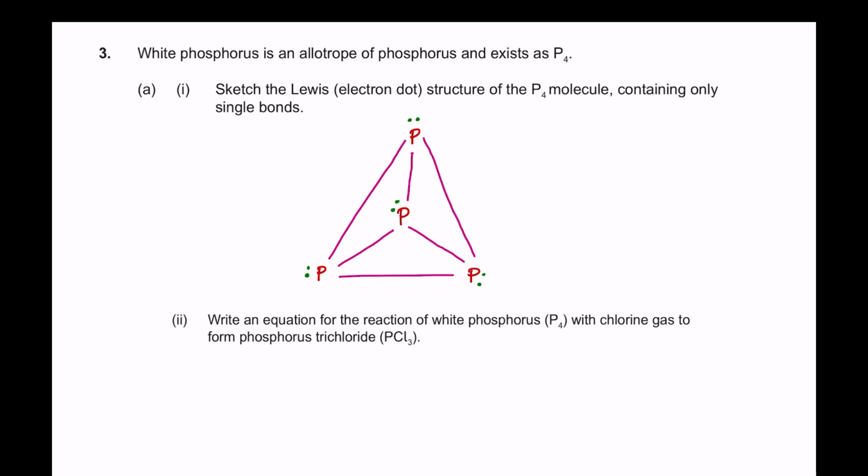Now the next part: write an equation for the reaction of white phosphorus with chlorine gas to produce PCl3. So go like this. P4, a solid, plus Cl2, a gas, gives you PCl3, which is a liquid. Now we just have to balance it. To balance it, just balance the phosphorus. So we add a 4 here, so the chlorine becomes 12. So just multiply the Cl2 with 6, and we are good to go. We have the reaction, and it's completely balanced.